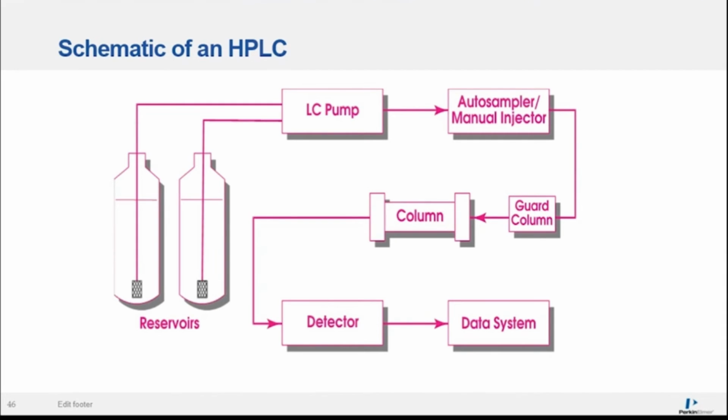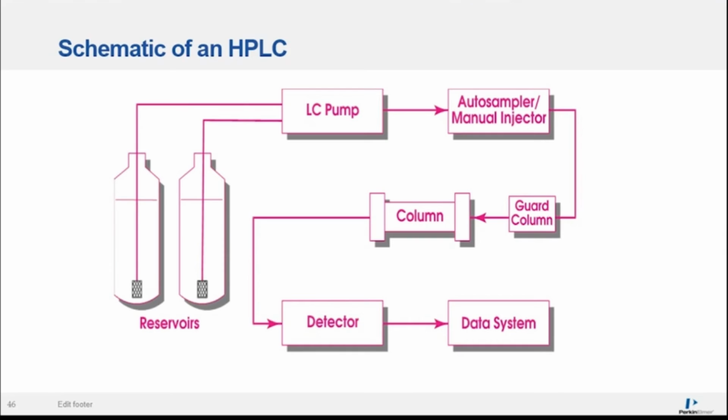Your separated peaks then leave the column and go to the detector, and then the detector sends your signal to the data handling system. So what we're going to do is start at the beginning and walk through each of the components in the LC system.